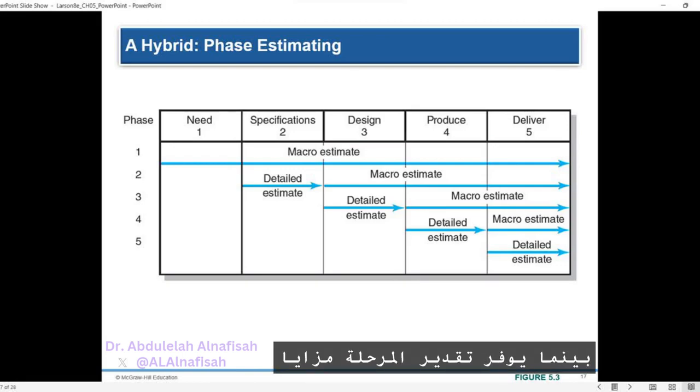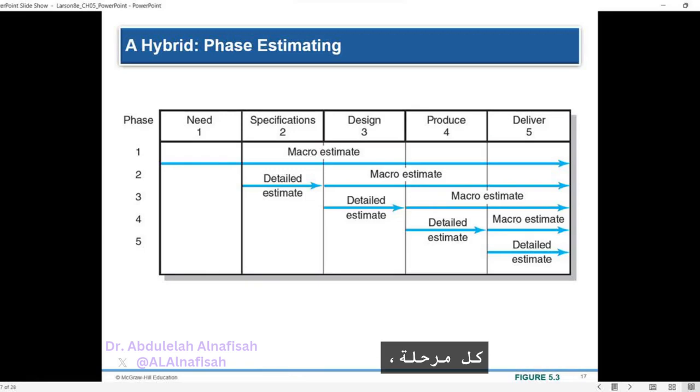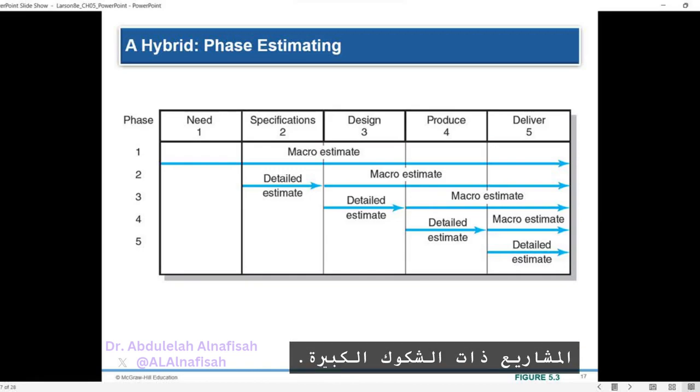While phase estimating offers advantages in dealing with uncertainty and enables flexibility in changing features or re-evaluating the project at each phase, it may be met with skepticism from customers. Customers often desire accurate estimates of schedule and cost from the project's inception and may perceive phase estimating as a lack of commitment or a blank check. However, phase estimating provides opportunities for customers to adapt and make informed decisions at each phase, which can be beneficial in projects with significant uncertainties.